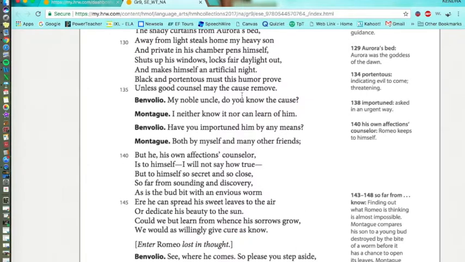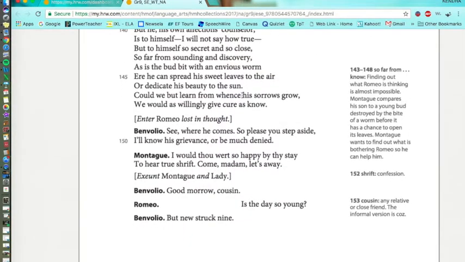And then Romeo comes in, and he's lost in thought. He's looking around. He doesn't notice that they're there. Benvolio says, "See where he comes. So please you step aside. I'll know his grievance, or be much denied." Montague, "I would thou wert so happy by thy stay to hear true shrift. Come, madam, let's away." So Lady Montague and Lord Montague leave, so that Benvolio can try to figure out what's wrong with Romeo. So Benvolio says, "Good morrow, cousin."